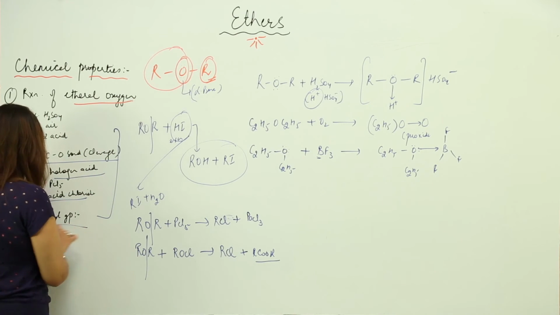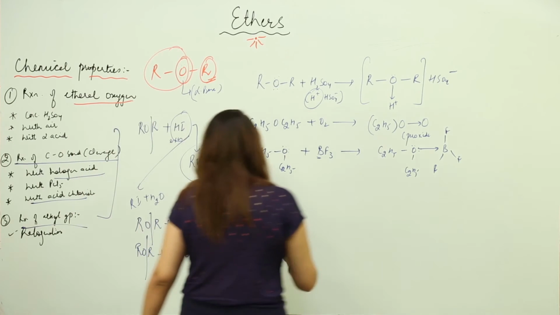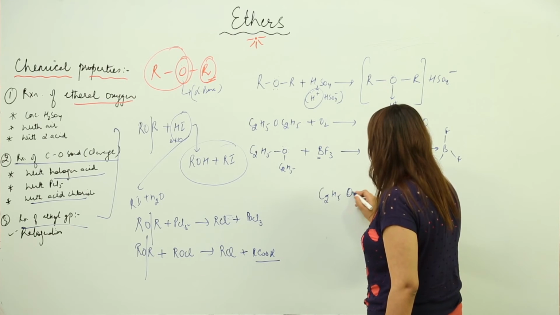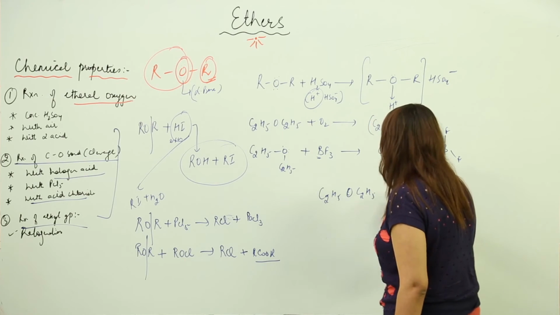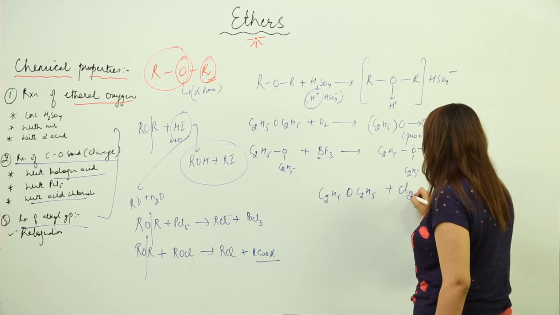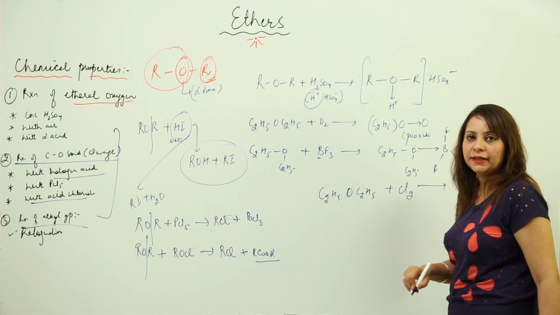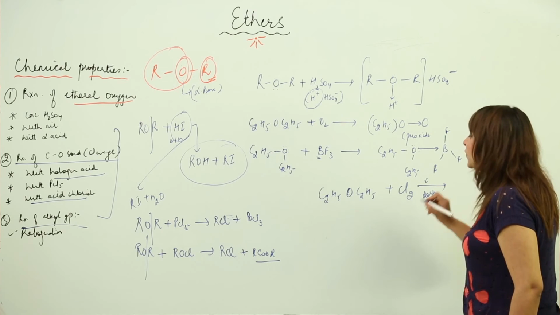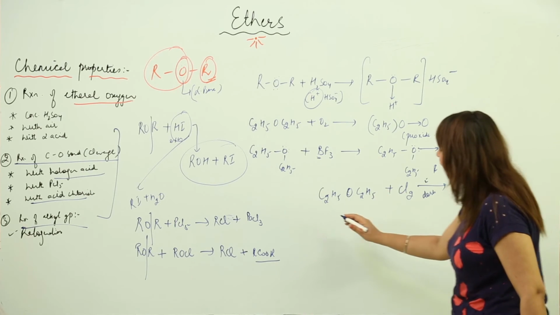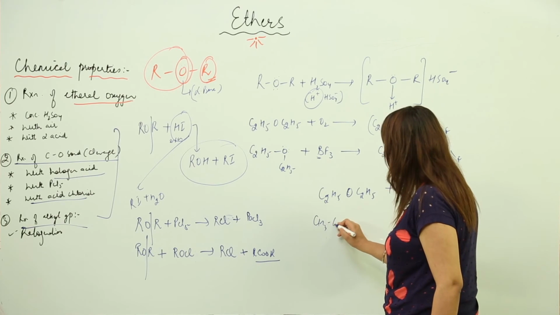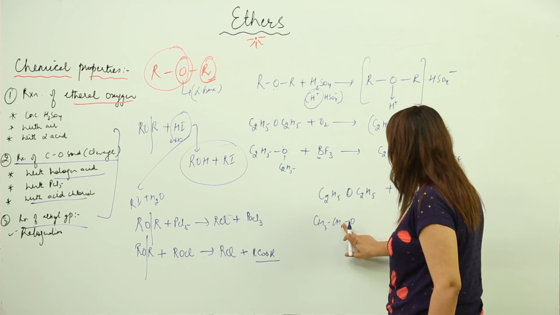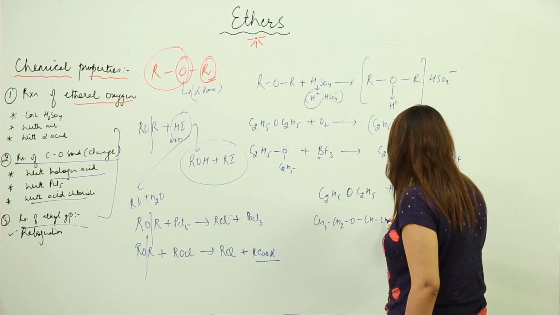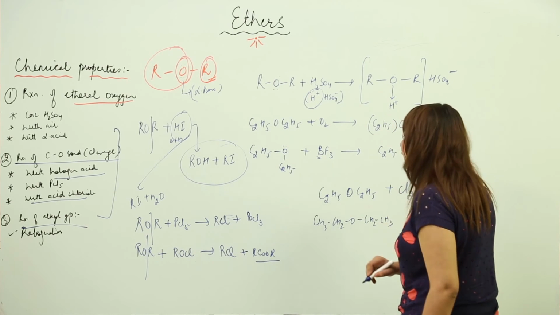The third property is the reaction of the alkyl group. Suppose I take an example of an ether. Suppose this is my ether. I am going to carry out halogenation. Let us say that we are going to carry out chlorination, and it is occurring in dark. If I write the open structure, it is particularly like this.